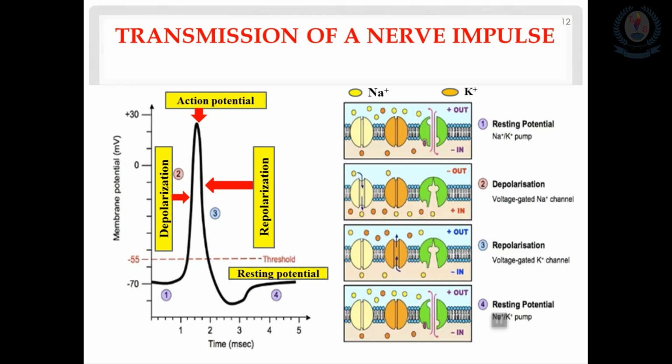When considering the first diagram on the right side, sodium ions are represented in yellow color circles and potassium ions are represented in orange color circles. You can clearly see the number of sodium ions outside the membrane is higher than the number of potassium ions inside the membrane. So initially the potential of the inside of the membrane is nearly negative 70 millivolts.